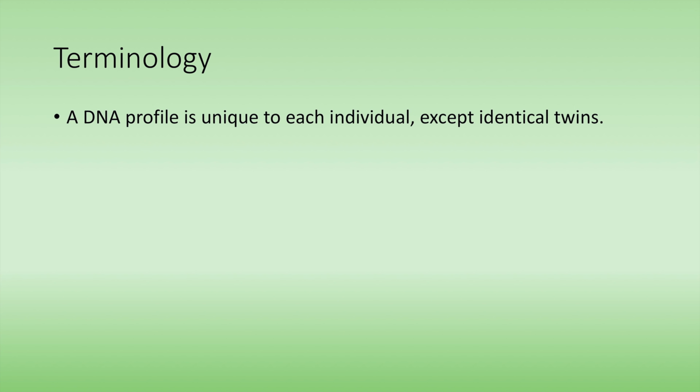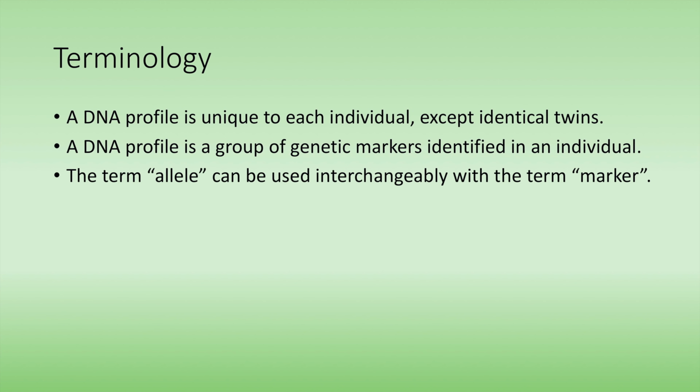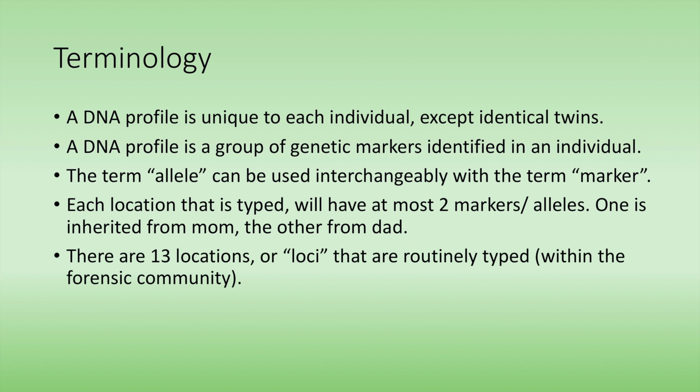A DNA profile is unique to each individual except identical twins. A DNA profile is a group of genetic markers identified in an individual. The term allele can be used interchangeably with the term marker. Each location that is typed will have at most two markers or alleles. One is inherited from the mom and the other from the dad. There are 13 locations or loci that are routinely typed that are used within the forensic community. And a 13 loci profile is considered to be a full profile.